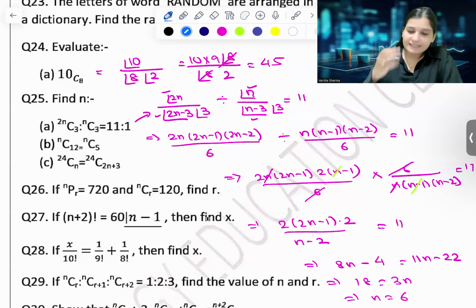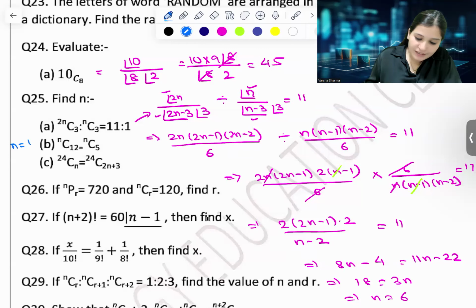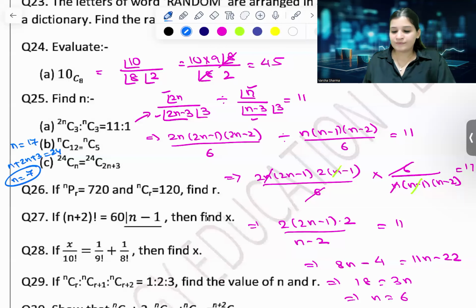So for B, nCp equal to nCq, p equal to q, that's not possible here. So automatically n will be 12 plus 5, 17. This is the same sum that I wrote in R. So n equal to 2n plus 3 cannot happen. So n plus 2n plus 3 is 24. N will be 7.